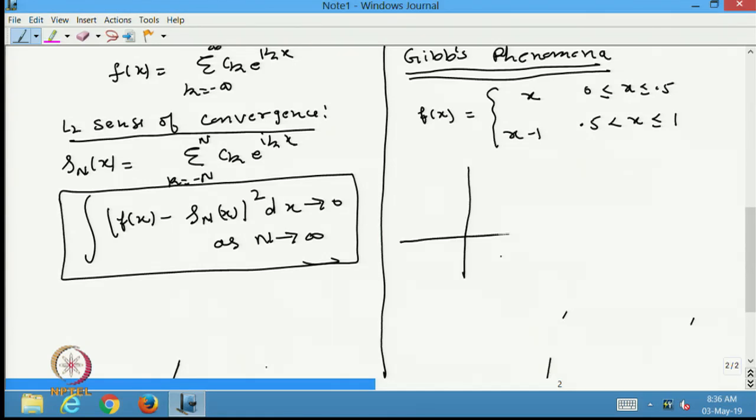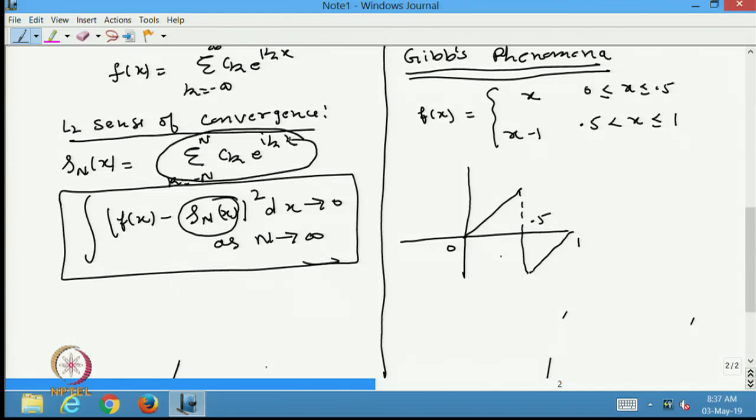If you want to look at the graphic, this will be x, so 0.5, 0, 1. Okay. If I wanted to approximate this function, what will I do? I will approximate this function with the help of this partial sum S n x, which is given by this formula, for different values of n.